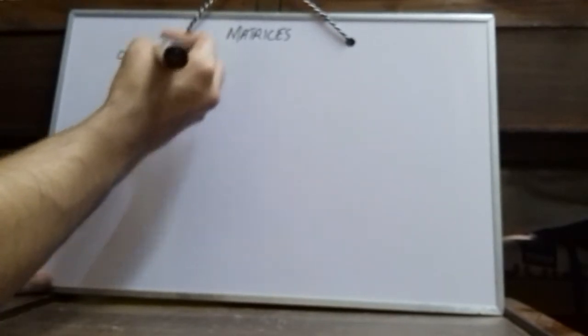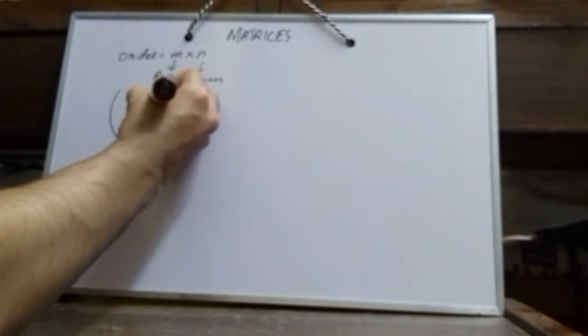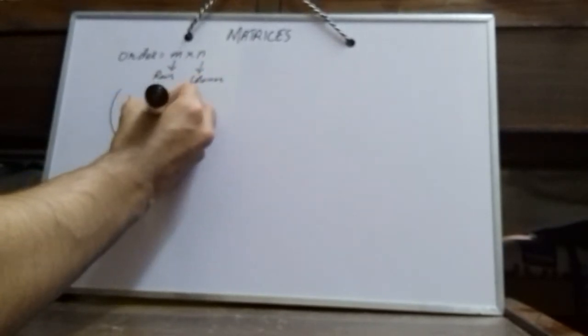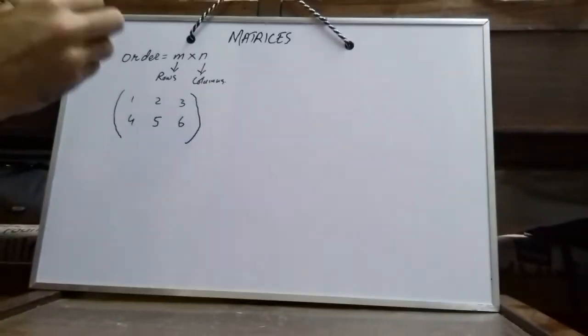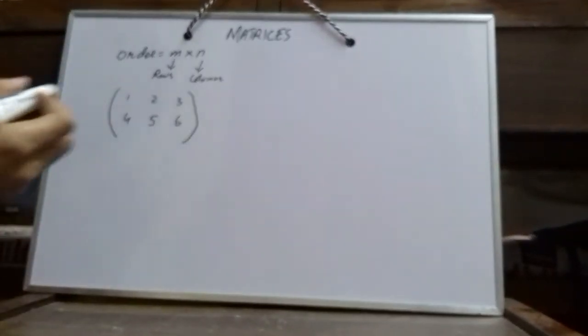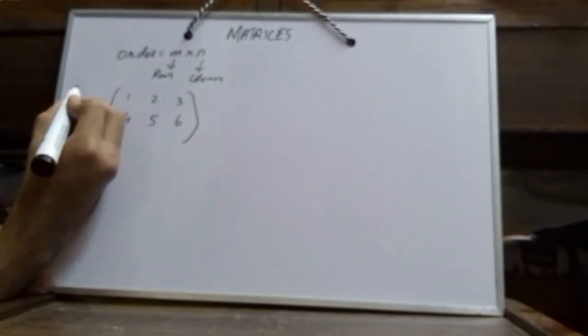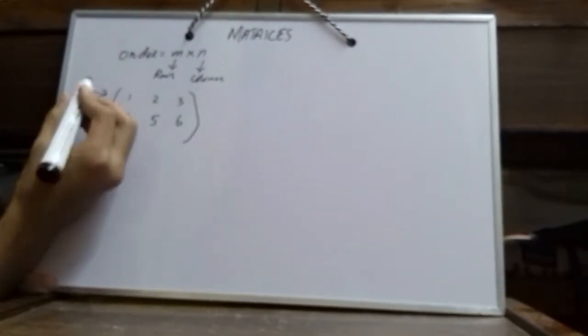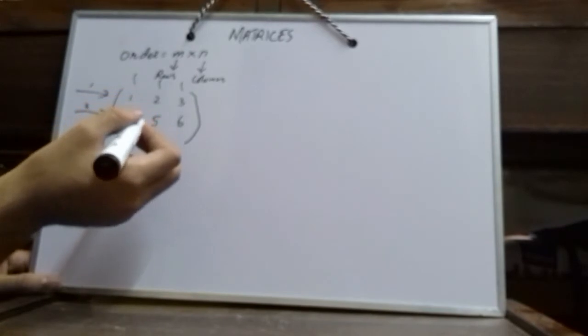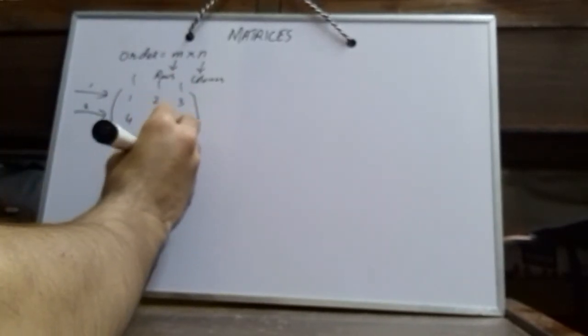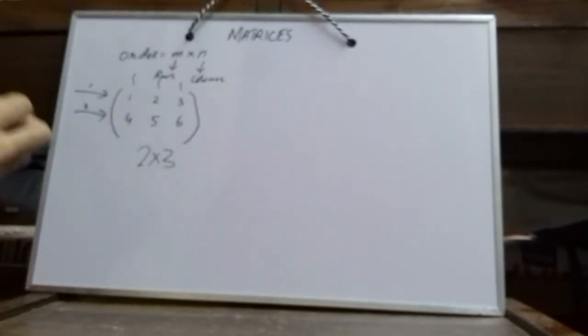Okay, so if we have a matrix, suppose 1, 2, 3, 4, 5, 6, what is the order of this matrix? How many rows does it have? It has 2 rows. Rows are horizontal: row 1, row 2. These are the 3 columns. So it has 3 columns and 2 rows. So what would be the order of this matrix? Basically it would be rows, which are 2, multiplied by 3. This is the order of this matrix.